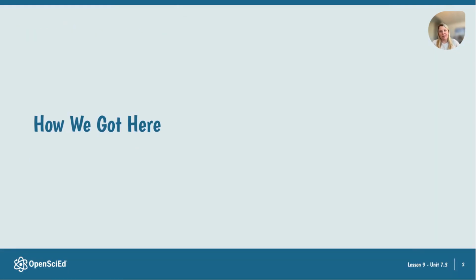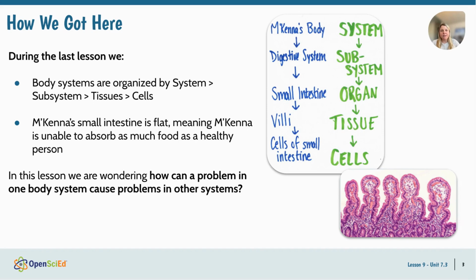First, we have to think back to how we got here. In Lesson 8, we figured out that body systems are organized in a predictable way, the largest being a system and zooming all the way down into cells. We then used a simulation to see that the height of the villi affects how much food can actually be absorbed in the body. We then remembered that McKenna's villi are flat, and therefore she's unable to absorb the same amount of food as a healthy person, and this is the most likely cause of her feeling ill.